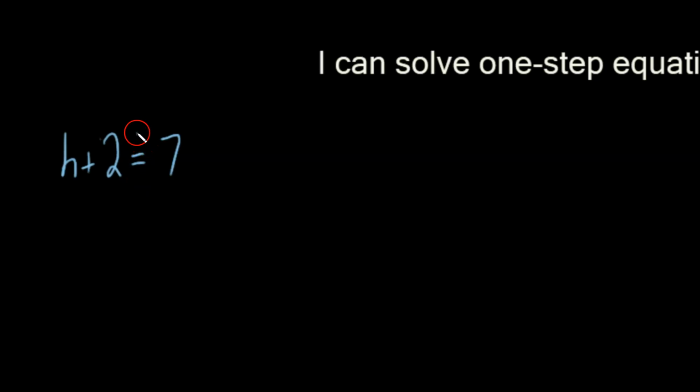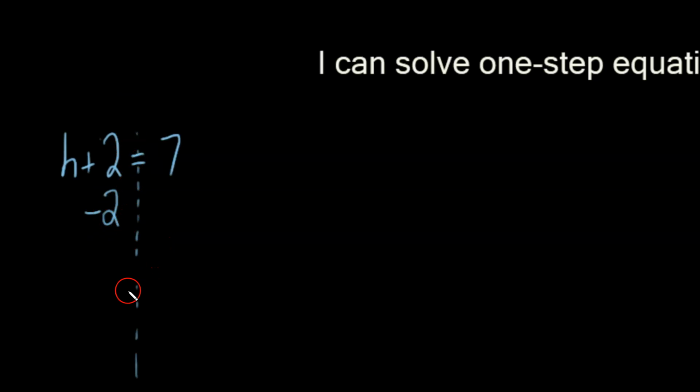So let's just draw a little dotted line down this right here, okay? So currently we have h plus 2 on the left side of this line and 7 on the other side of the line. So we want to get rid of this plus 2. So how do we get rid of a plus 2? Well, we have to undo it. So what do you think is the opposite of adding 2? Well, that is going to be subtracting 2. So I need to subtract 2.